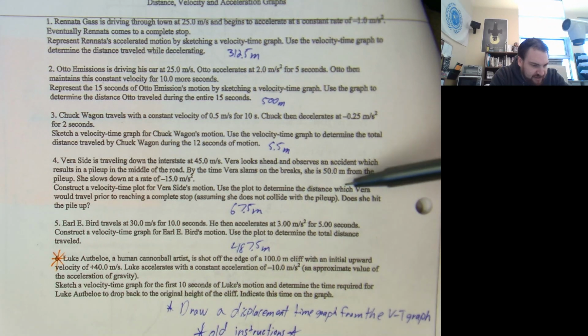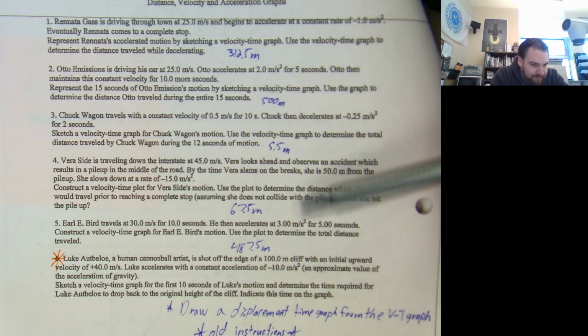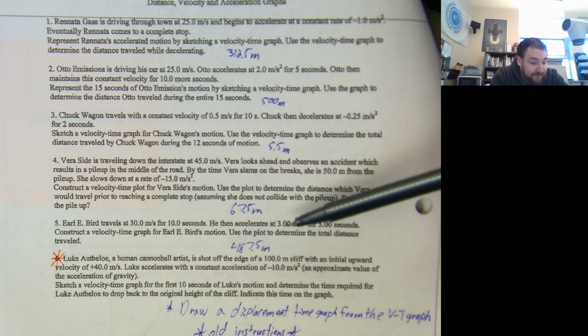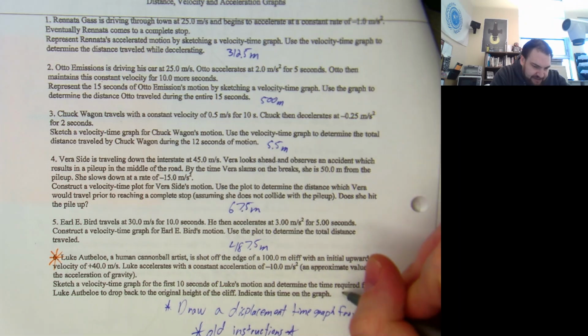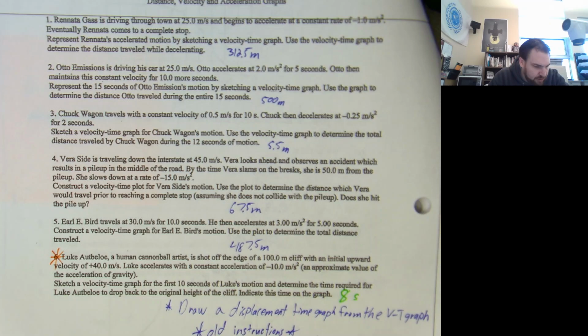That's the distance which Vera would travel prior to completing the stop, assuming she did not collide at the pickup. So yeah, she hits the pileup. 487.5 meters. And question 6 is 8 seconds. The time for Luke to drop back to the original height of the cliff is 8 seconds.